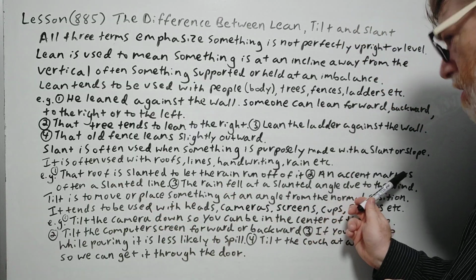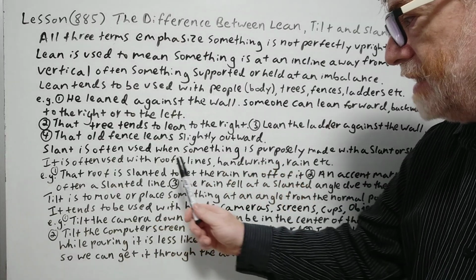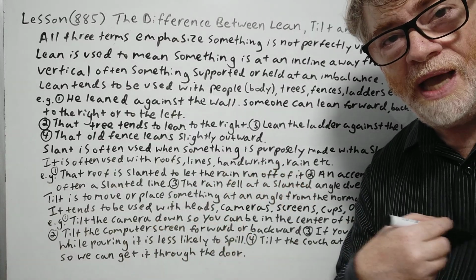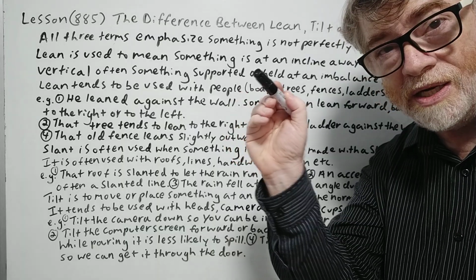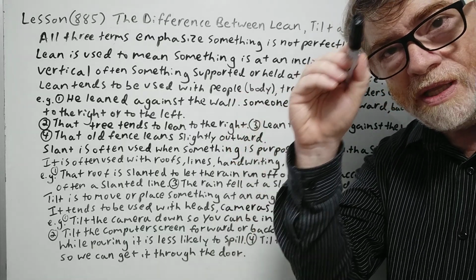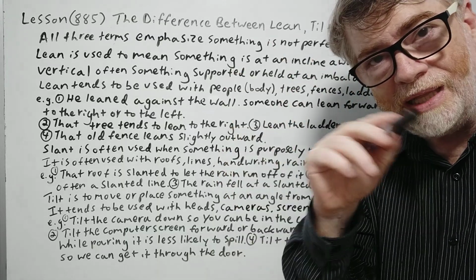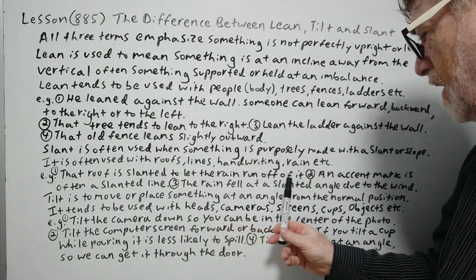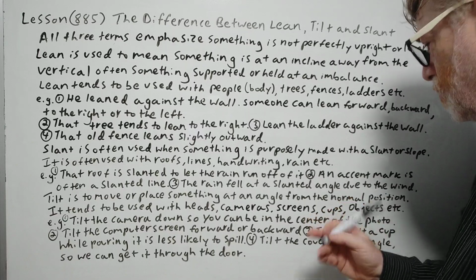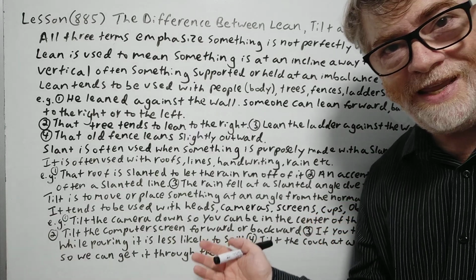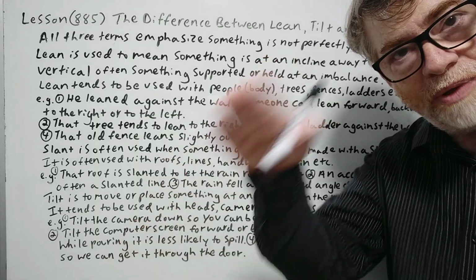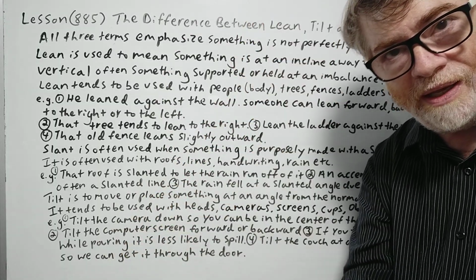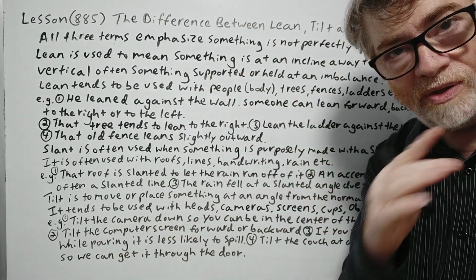An accent mark is often a slanted line. Yeah, in a lot of languages. I mean, you could have an accent mark that's actually horizontal, but most of them will be slanted to the right or slanted to the left. Okay. The rain fell at a slanted angle due to the wind. Yeah, so the wind blew it so that it's not falling in a straight vertical sense.